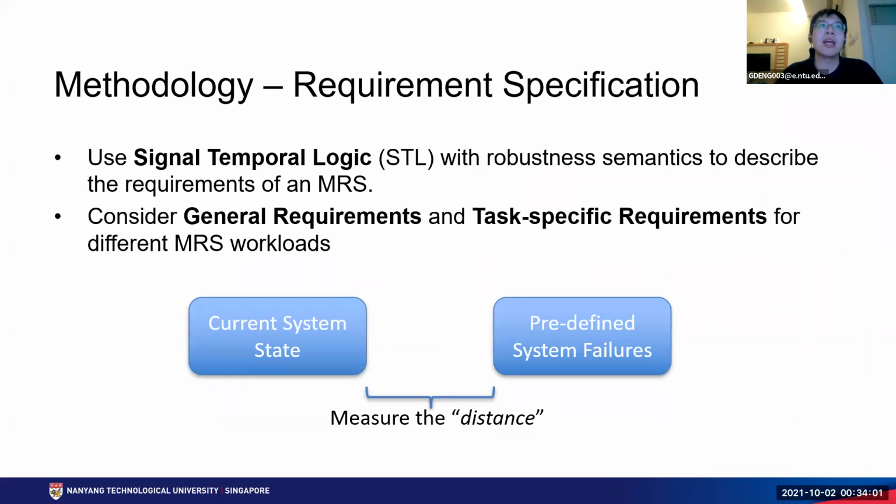The first part is the requirement specification module, where we use the signal temporal logic with the robustness semantics to describe the requirements of an MRS. We consider both the general requirements, which means that those requirements are applicable to all kinds of multi-robot systems, and some task-specific requirements for different workloads. For instance, in the navigation workload, we consider the percentage of waypoints visited. For the exploration workloads, we consider the map generation accuracy. So combining these two parts together, we can measure the current system performance and how close is it to a predefined system failure. So in this way, we can tell if a system is closer to the system failure or far away from system failure.